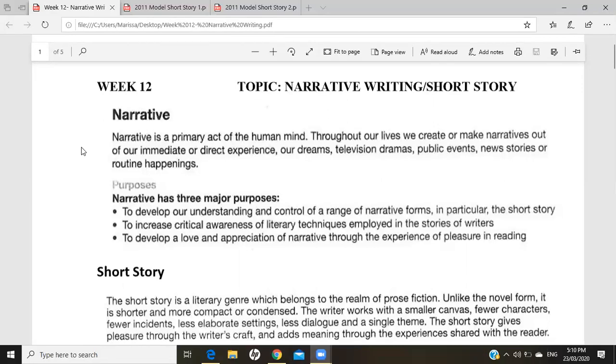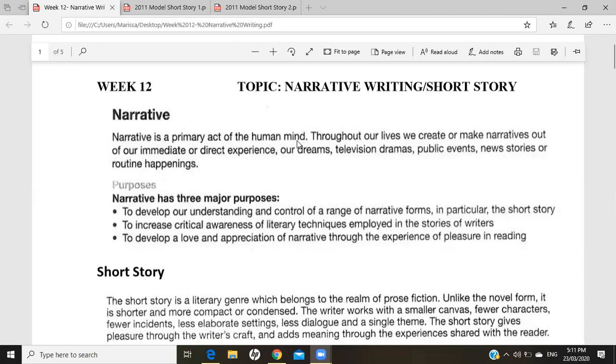I'm sure that you'll remember narrative writing, or you were exposed to it before from primary school when you had to write little short stories and stuff. But now the writing is a bit advanced because we're at the CSEC level. So just a basic definition as to what is a narrative. Narrative is a primary act of the human mind. So a narrative is like a story, right?